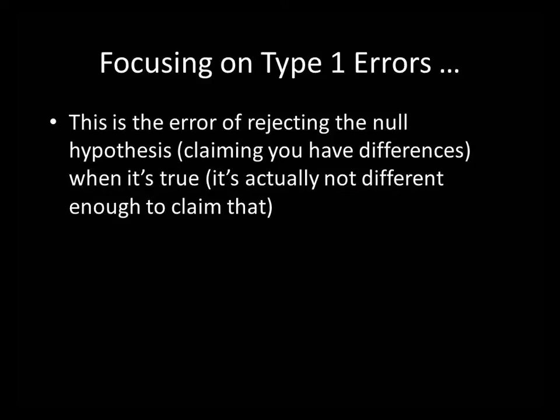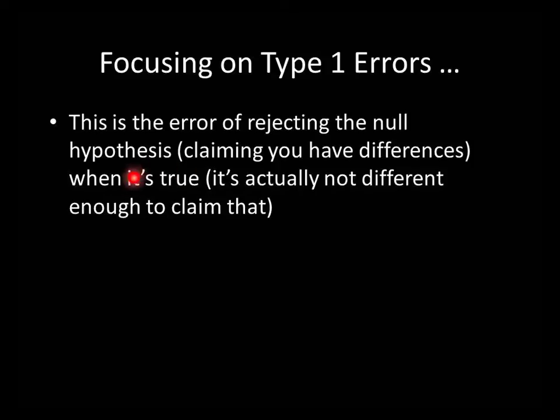So to further understand the concept of statistical significance, it's often helpful to focus on those type 1 errors. Again, this is the error of rejecting the null hypothesis, so claiming you have actual differences in the population, for example, between managers and non-managers with regard to how many meetings they attend, when the null hypothesis is actually true. It's actually not different enough to claim that.